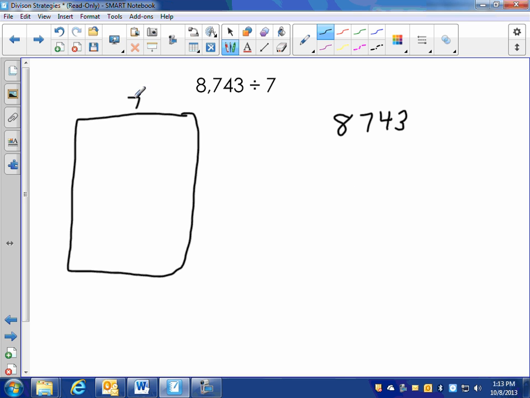Now, I know that 7 will go into 8 one time, so that means that 7 times 1,000 is going to give me 7,000, and that's a nice big chunk to take away. So 7 times 1,000 is going to give me 7,000, and then I'm going to go ahead and subtract.